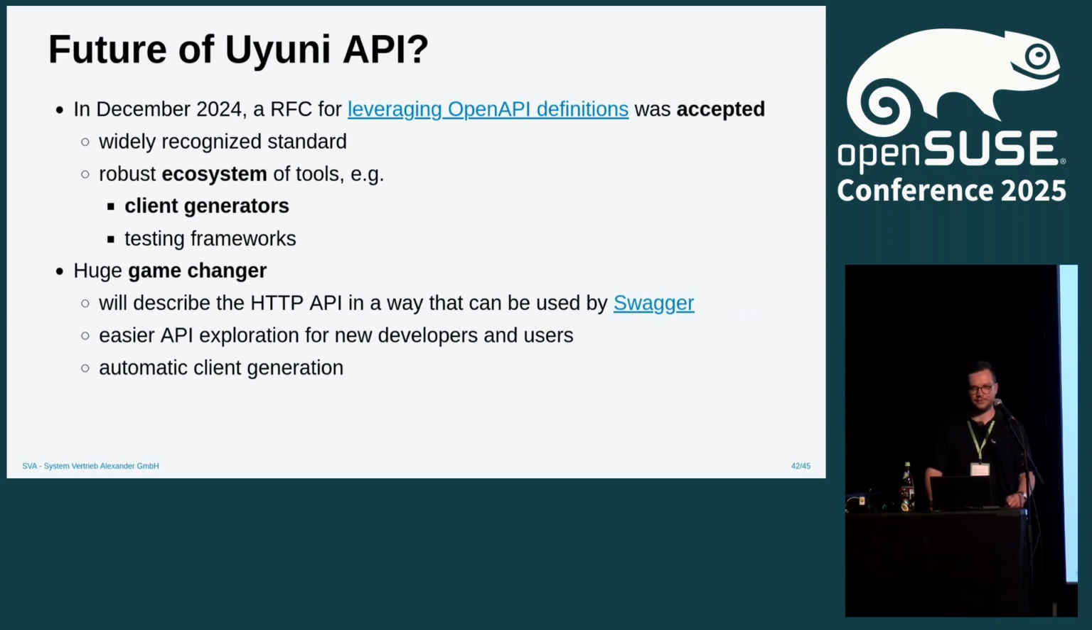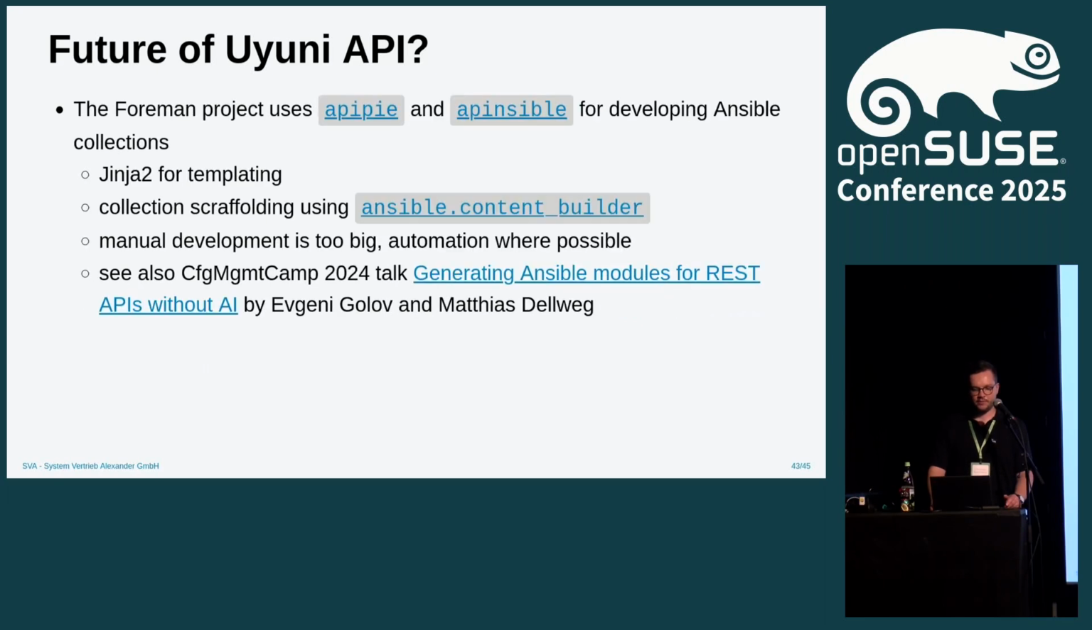It would be dumb to think that, hey, this will solve all my issues. There will be other issues you need to deal with. There will always be issues you need to deal with. But I had a look at the Foreman project, which is also an open source patch management utility. And the Foreman project uses Python modules like ApyPy and AppInsible for developing Ansible collections. So they are generating client code. And they're also using things like Jinja2 for templating.